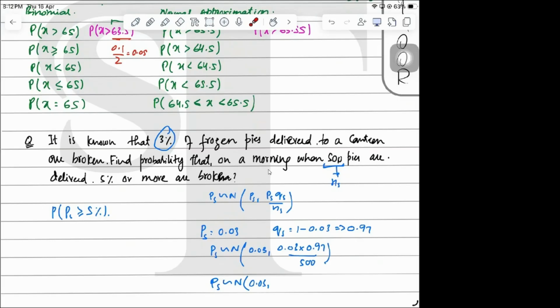Why does it not say that in the question? They have shown it is known that 3% of the frozen pies delivered to a canteen are broken. So it is understood every time that 3% are broken. But find the probability that on a morning when 500 pies are delivered, 5% or more are broken. So they are going to check the probability of 5% or more. But when you see the 3%, it means the average is 3%.